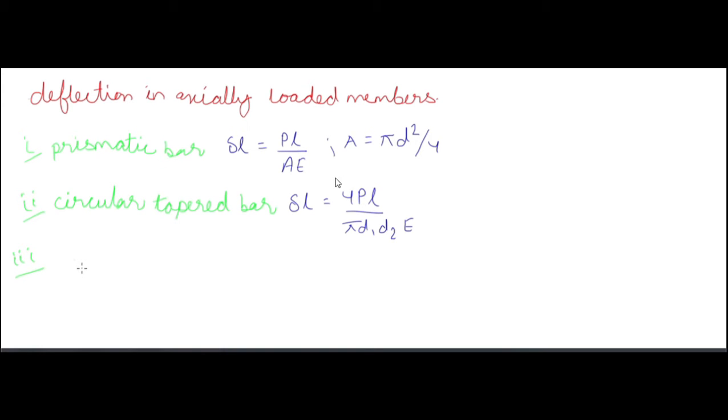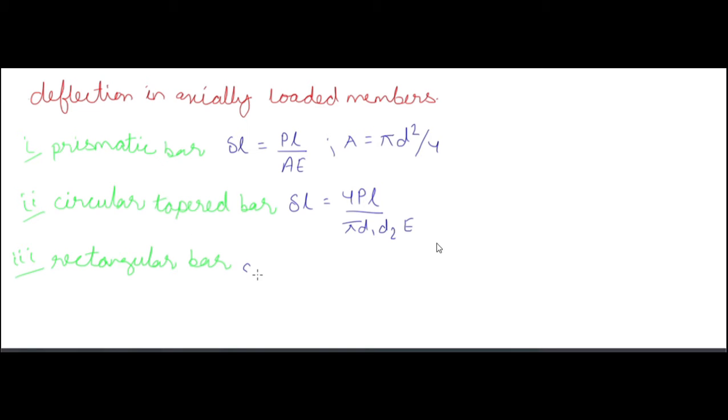So if you have a bar of circular cross section, the area of cross section is equal to pi d square by 4. Now for a circular tapered bar: tapered bar means at one point you have a bigger diameter, and as you keep moving along the length you have a smaller diameter, or if you are moving from a smaller diameter to a bigger diameter, you will find that along the length the diameter is changing. So a circular tapered bar is a bar having an area of cross section which varies linearly along the length.